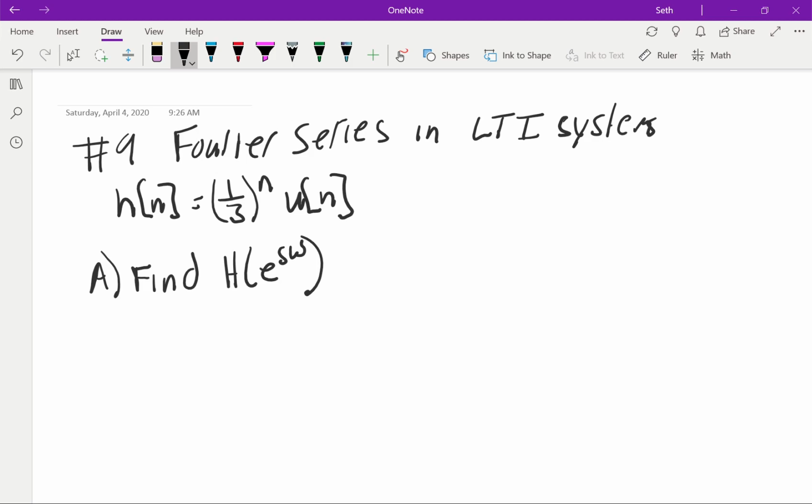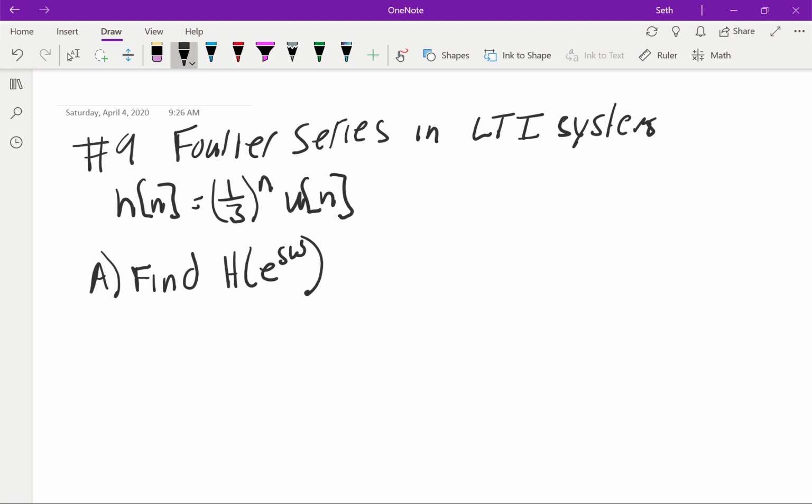Hello, this is number 9 on the practice exam. It deals with the impulse response of an LTI system. We're given h of n equals 1/3 to the nth power times the unit step. We're working in discrete time. Part A asks us to find the frequency response, H of e to the j omega.